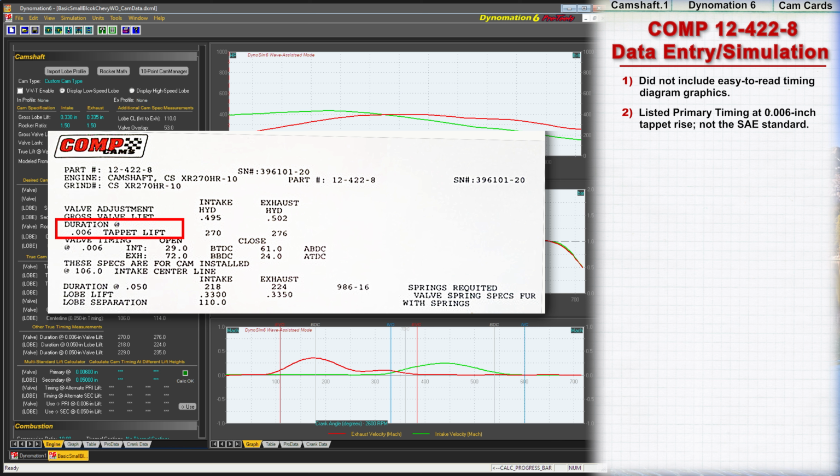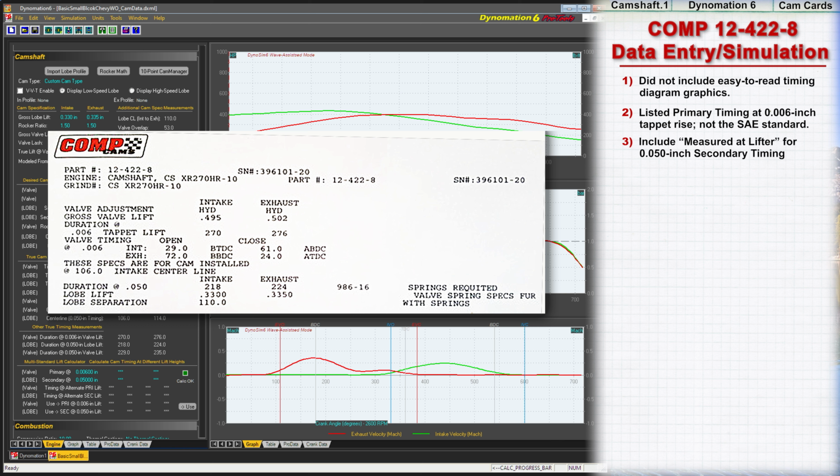However, 6 thousandth inch tappet lift is equivalent to 9 thousandth inch valve lift because of the 1.5:1 rocker ratio and zero lash. Fortunately, the additional 3 thousandth inch lift won't introduce any substantive errors in modeling. 3. Finally, the cam card didn't mention that 50 thousandth inch secondary timing is measured at lifter rise. The bottom line is 50 thousandth inch valve timing was missing from the cam card, and it required some calculation on our part to complete the simulation model.